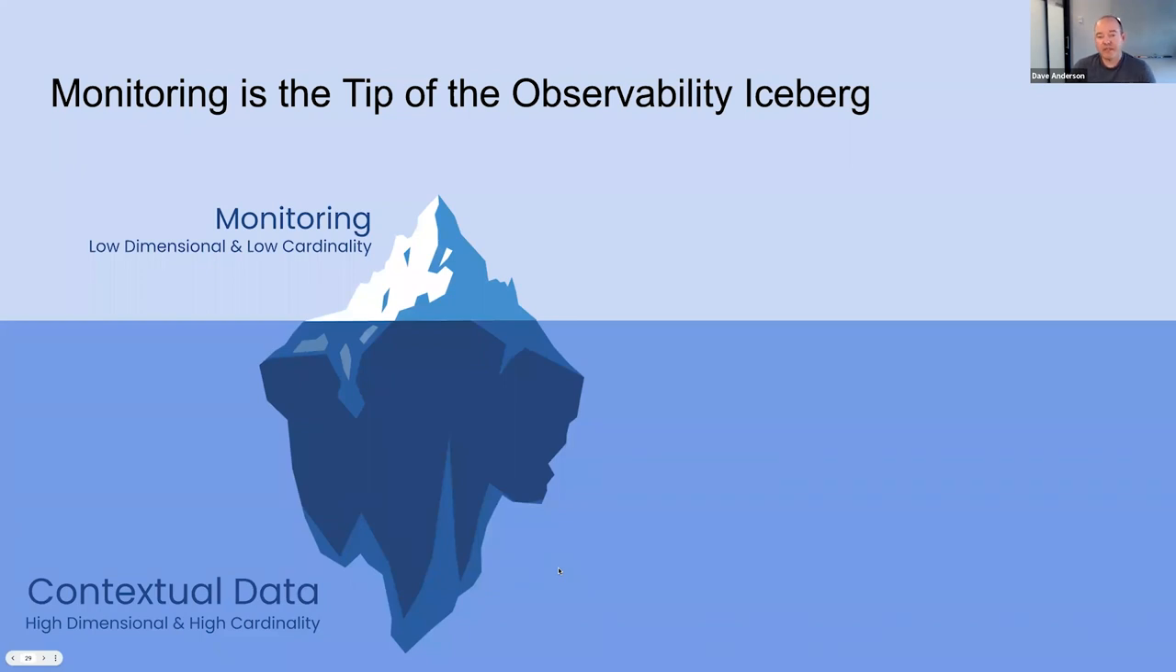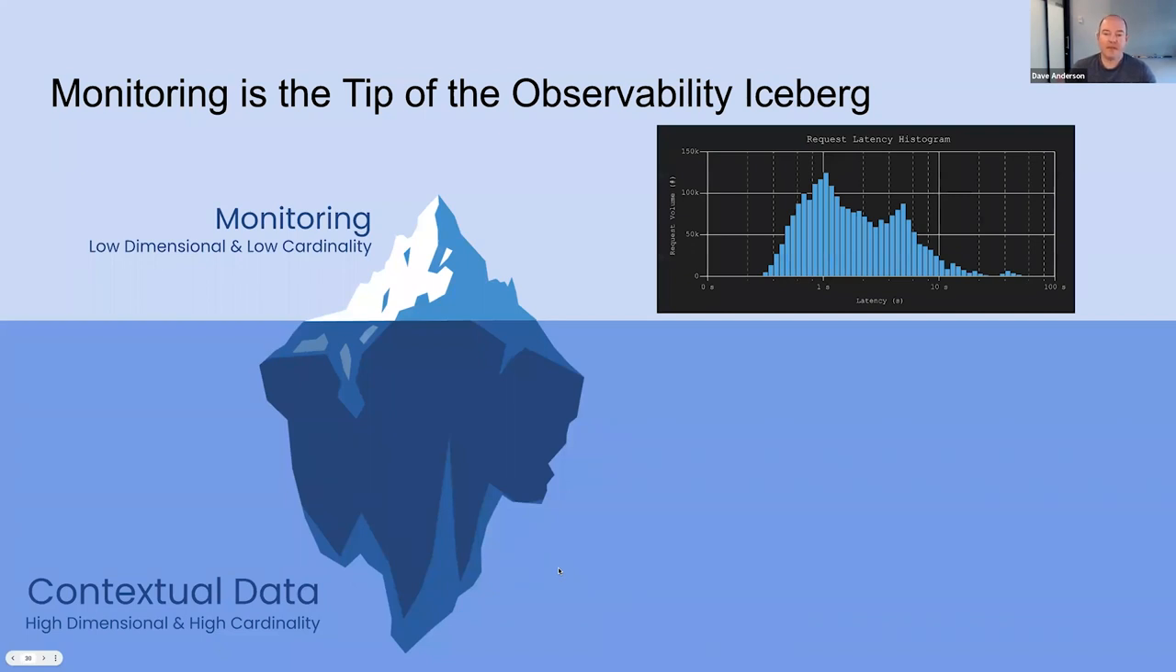And so monitoring really is the tip of the observability iceberg, right? Traditional monitoring is low dimensional and low cardinality. Things like aggregated metrics or summary statistics are what we used for monitoring up until recently. And that sits on a huge iceberg of contextual data, high dimensional, high cardinality data that you need in order to achieve true observability.